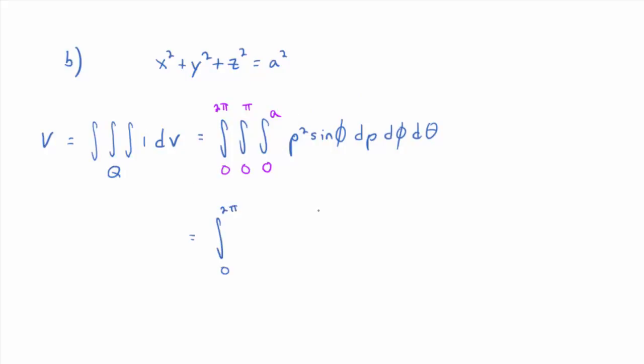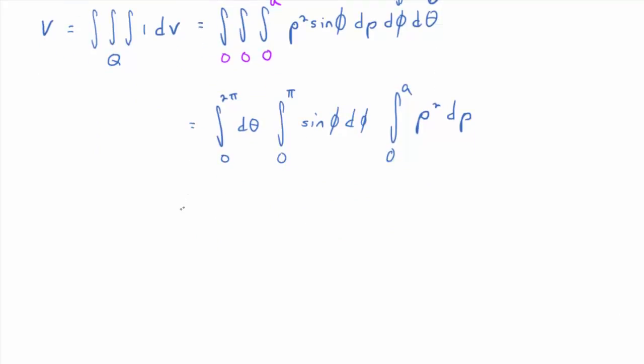Okay, so when you write this as a product of 3 separate single integrals, you get 0 to 2 pi. That's going to be the outer variable of integration. I don't see a function of theta, do you? So just 0 to 2 pi d theta. What's the integral with limits 0 to pi going to look like? Sine of phi d phi. And then 0 to a, rho squared d rho. Now we know the answer, right? We know it should be 4/3 pi times the radius cubed.